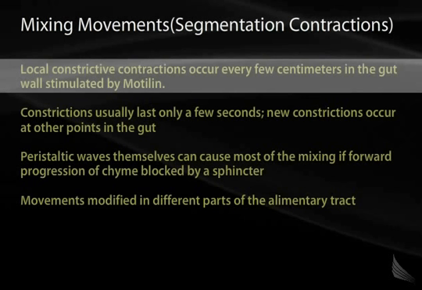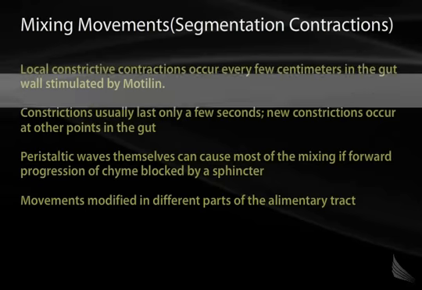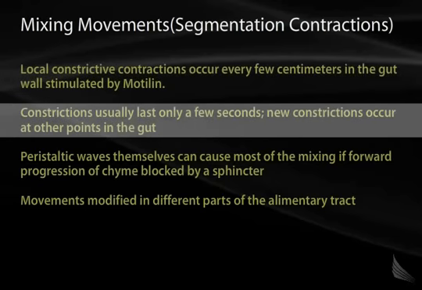Mixing movements are present throughout the GI tract. They are otherwise known as segmental contractions, and they occur every few centimeters in the gut wall and are stimulated by motilin. Contractions just last for a few seconds, and new constrictions occur at other points in the gut.